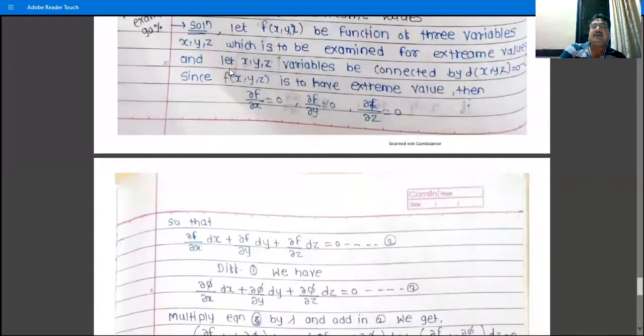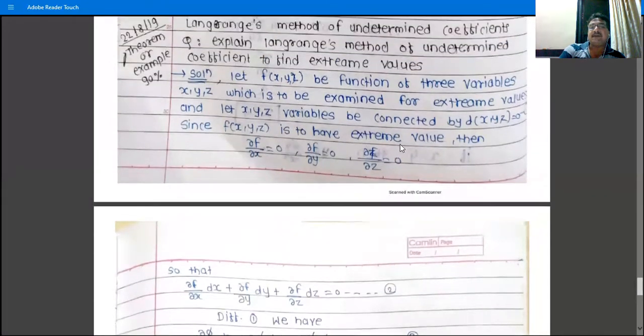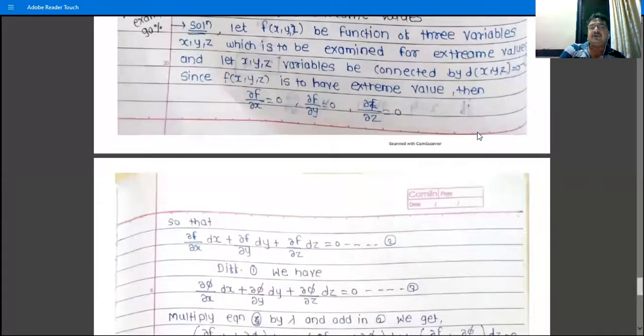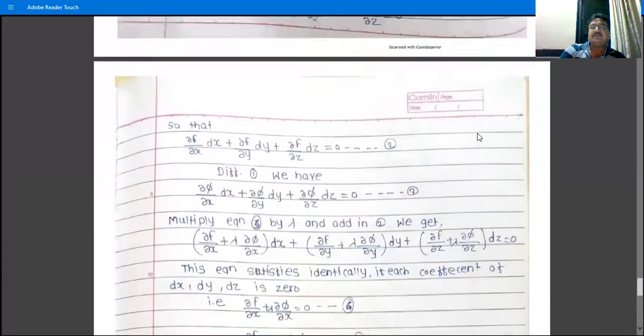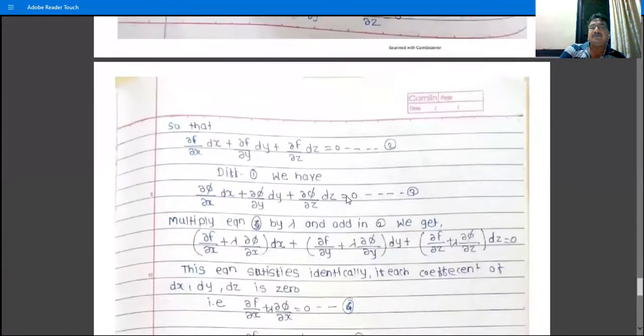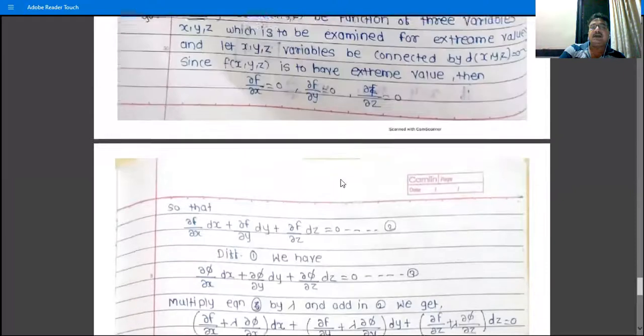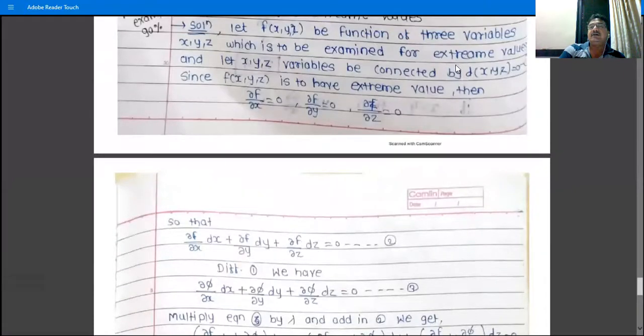So x, y, z are connected by this relation, g(x, y, z) equal to 0. This is the second. So the given function is f(x, y, z), and the given condition is g(x, y, z) equal to 0. This is the given condition. Phi is the notation here: phi(x, y, z), connected by the relation phi(x, y, z) equal to 0.